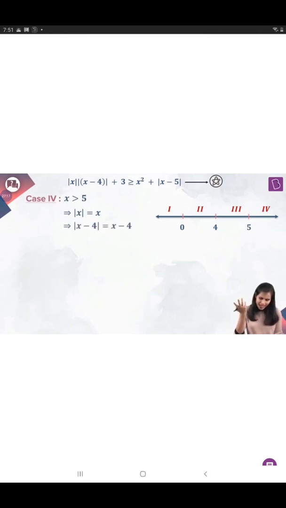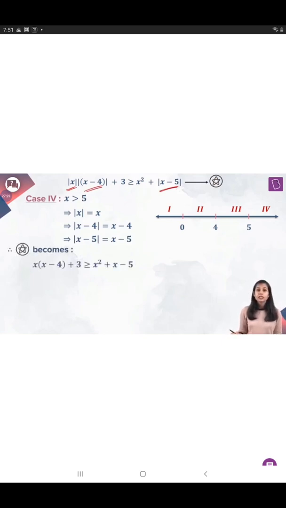Let's move on to the fourth region. When x is greater than 5, then obviously x is greater than 0. So mod x is x. If x is greater than 5, it's obviously greater than 4. So mod of x minus 4 is x minus 4. And if x is greater than 5, mod x minus 5 is x minus 5. That means I've got the precise definitions of all these mod functions in my star inequality.